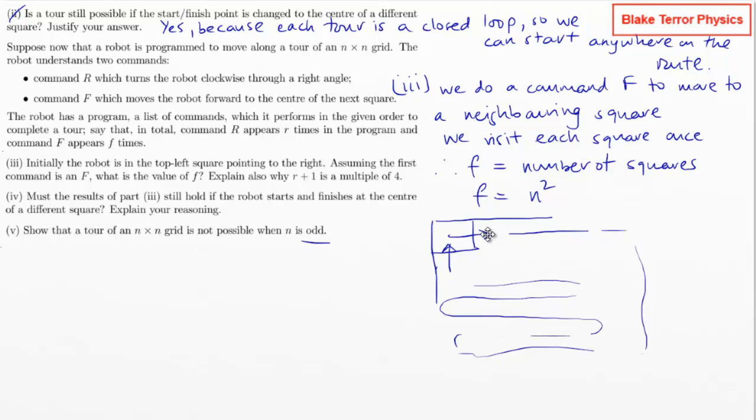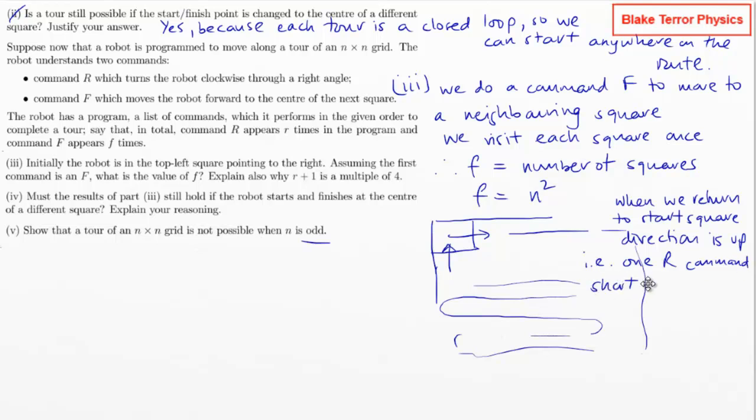All right, okay, we've got a change in direction. So we need to put that down then. So when we return to the starting square, the direction is up. So we are 1 R short of doing 360 to be back pointing the way we started, is what I'm trying to get at, i.e. 1 R command short of the original direction.